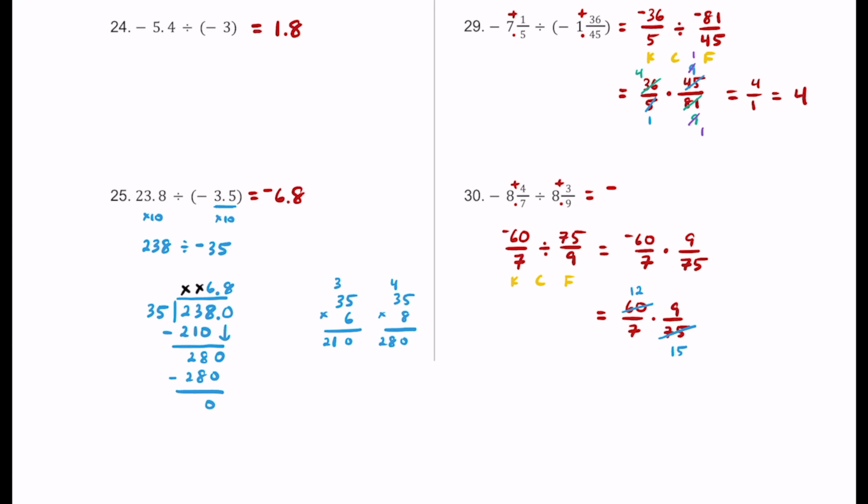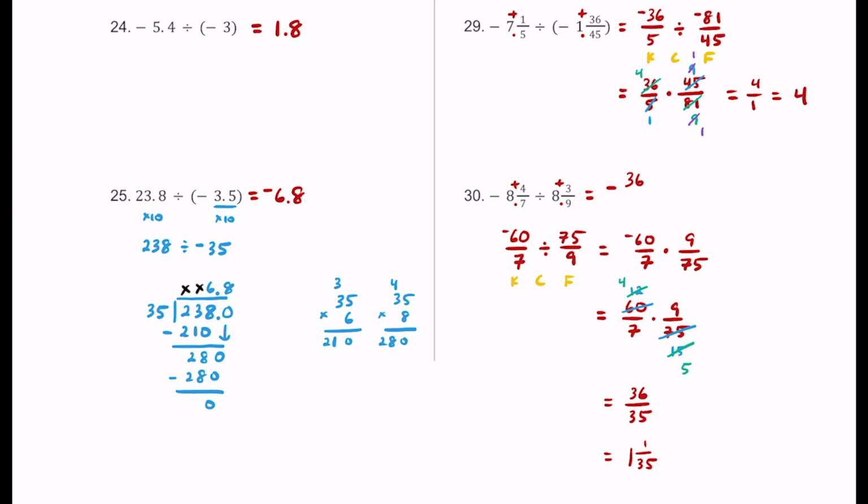But you can notice here maybe that 12 and 15 still have something in common. So you can divide this by 3, and then we're going to get 4. We can divide this by 3, and we're going to get 5. Okay, I think everything is relatively prime now, top and bottom. So 4 times 9 is going to be 36. So it's going to be 36 on top. And then 7 times 5 on bottom is going to be 35. So we have 36 over 35. Which we could also say is 1 1/35.